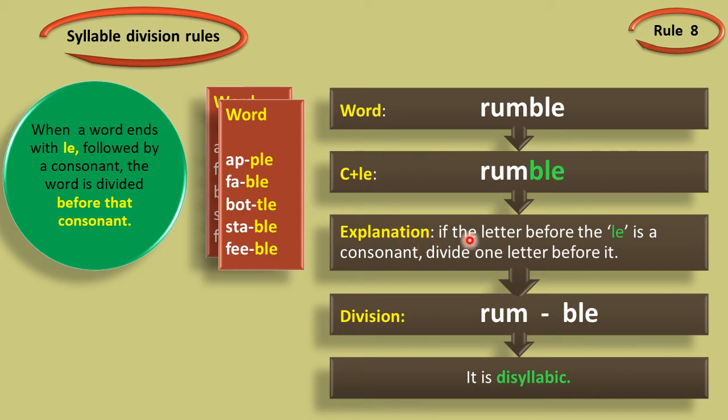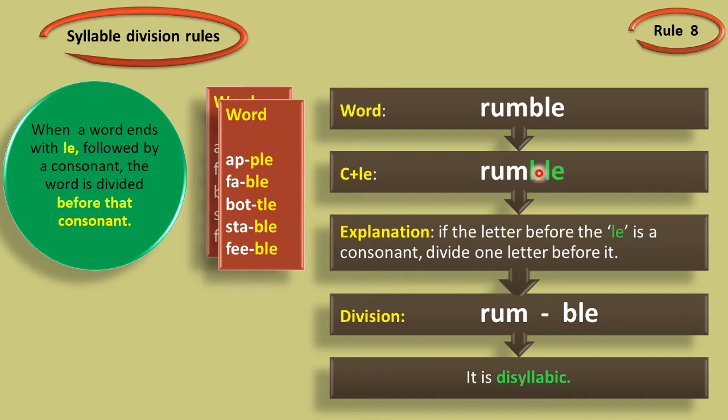And coming to the explanation, if the letter before the LE is a consonant, what is the letter before LE? That is nothing but B. So, is B a consonant or not? Yes, B is a consonant. Divide one letter before it. Do you understand? Divide one letter before it.